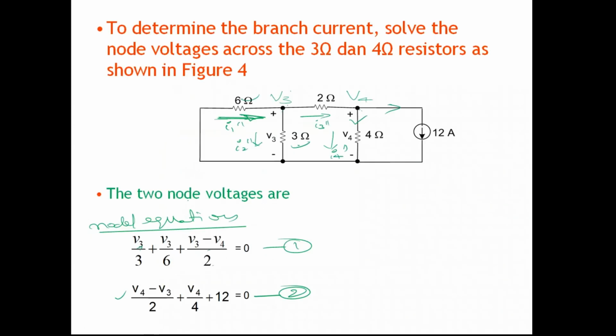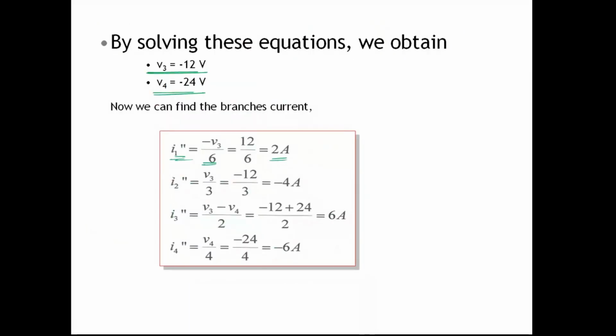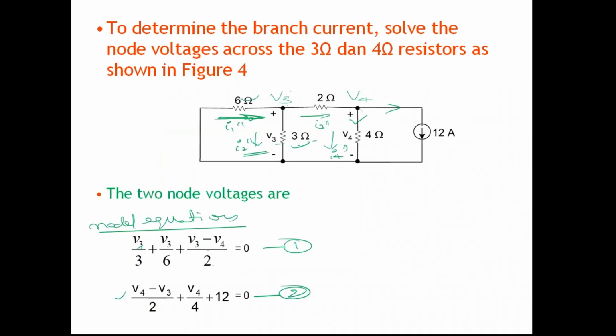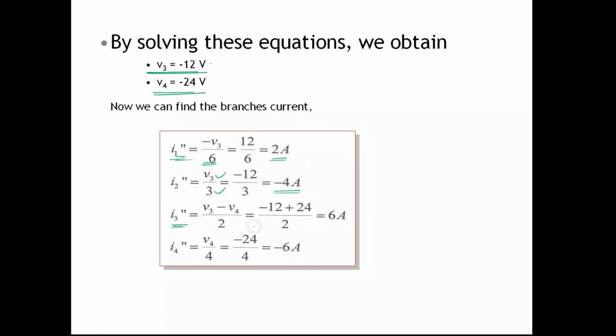Then I2 double dash is the current in this one, which is V3 by 3. We have written that V3 by 3 is I2 double dash, and V3 is 12 volts. Therefore, minus 12 volts by 3, which is equal to minus 4 amperes. Then I3 double dash is the current from node 3 to node 4. We can write I3 double dash as (V3 minus V4) by 2, where V3 is 12 and V4 is minus 24. So 12 minus of minus 24 gives 36, by 2, which is equal to 6 amperes.